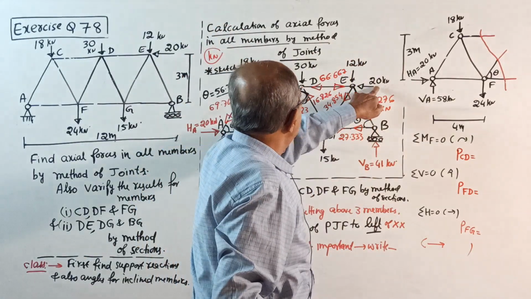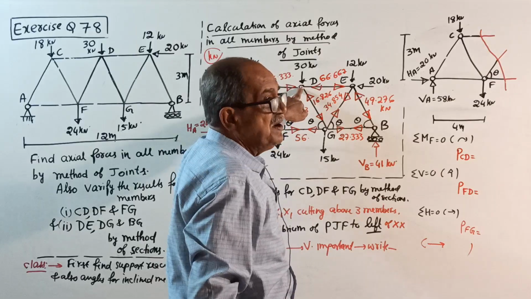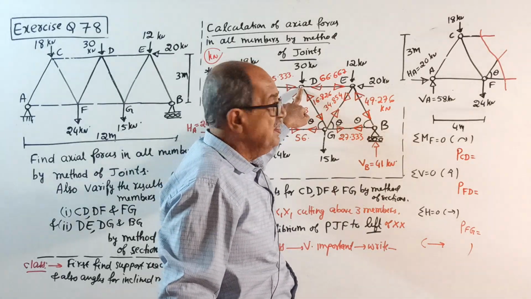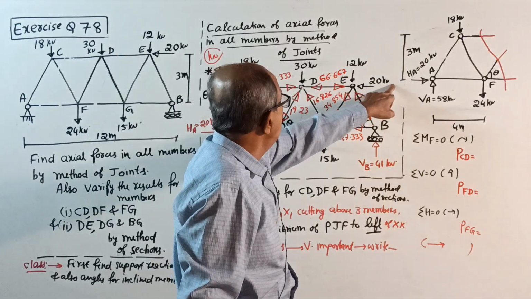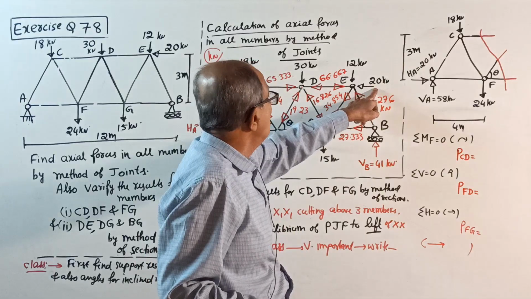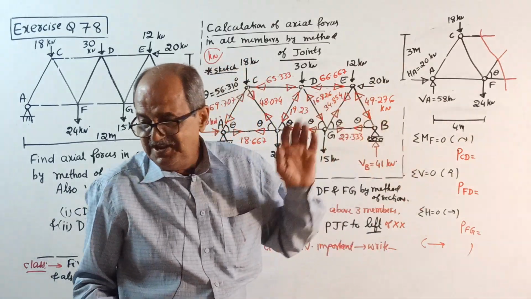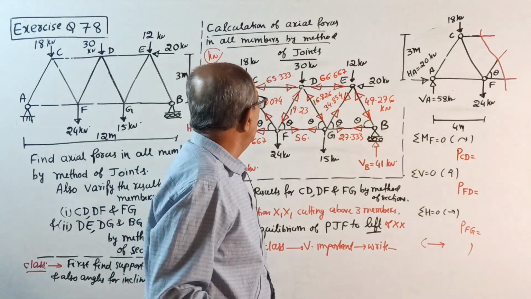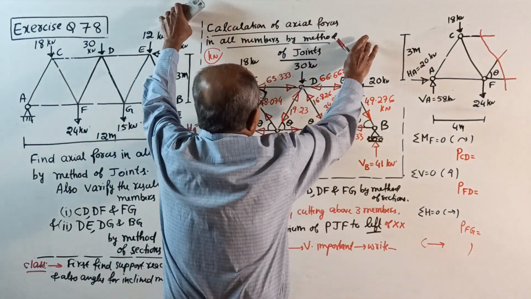See, I forgot that 20. That's why vertical equilibrium was maintained here, but horizontal was not. Suddenly I observed it here. Sometimes what happens is, that load, I did not see it. I should have seen it first of all. Okay, now this is over, method of joint.